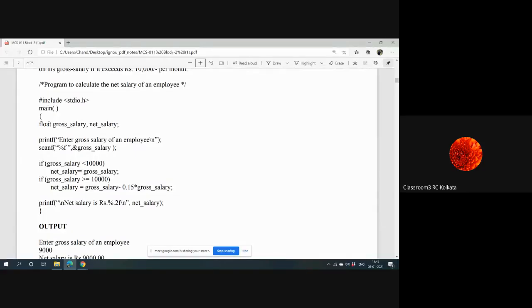Now how many variables are declared: gross salary and net salary. Both of them are float. Can you tell me why float, why we have not taken int, why we have taken float? Well, the salary is the salary.